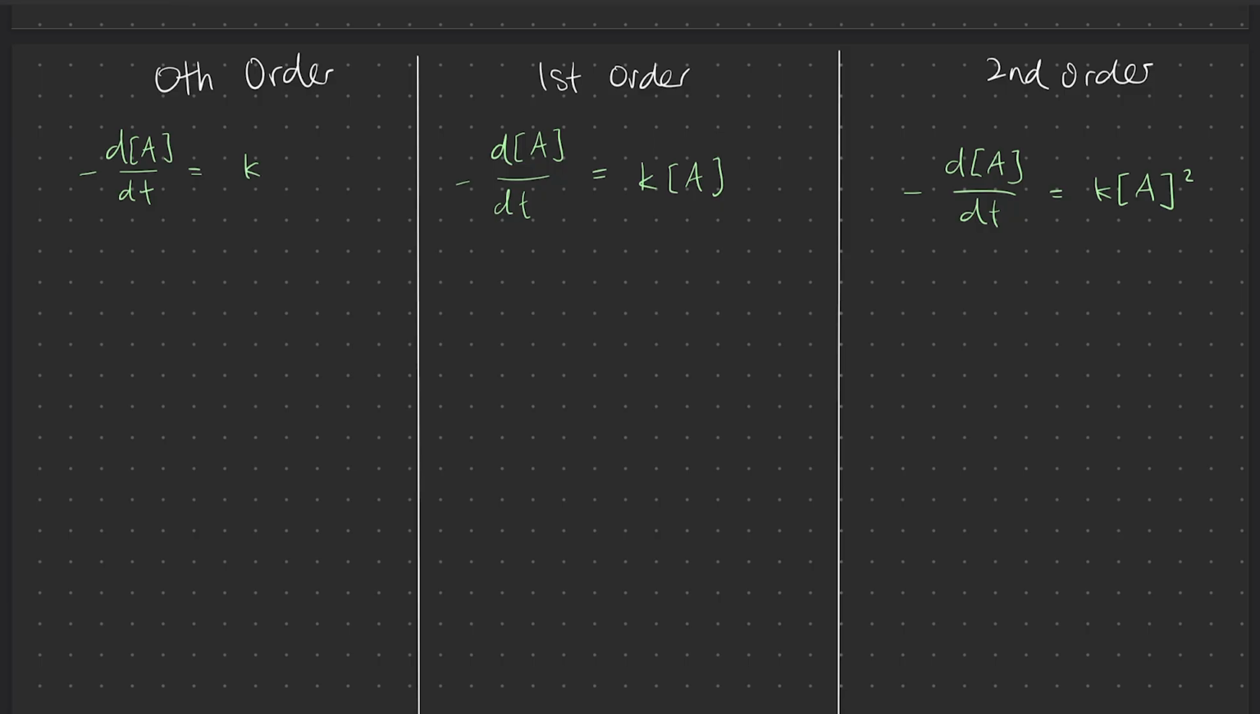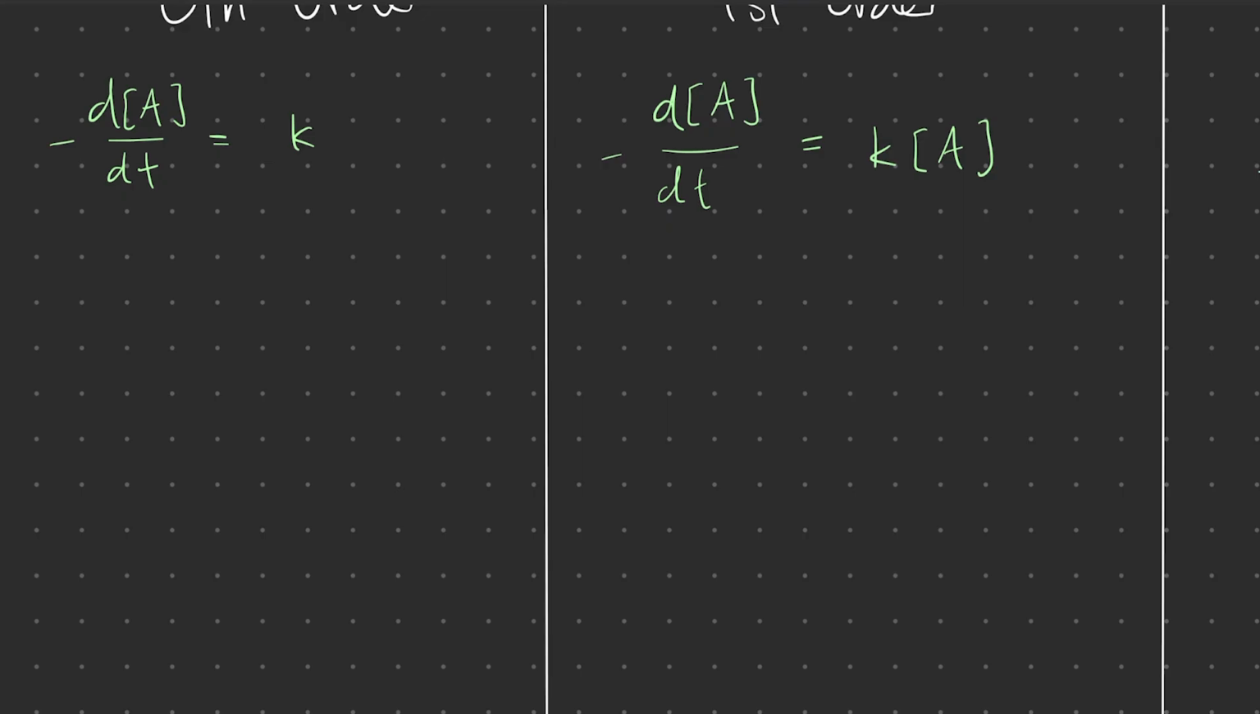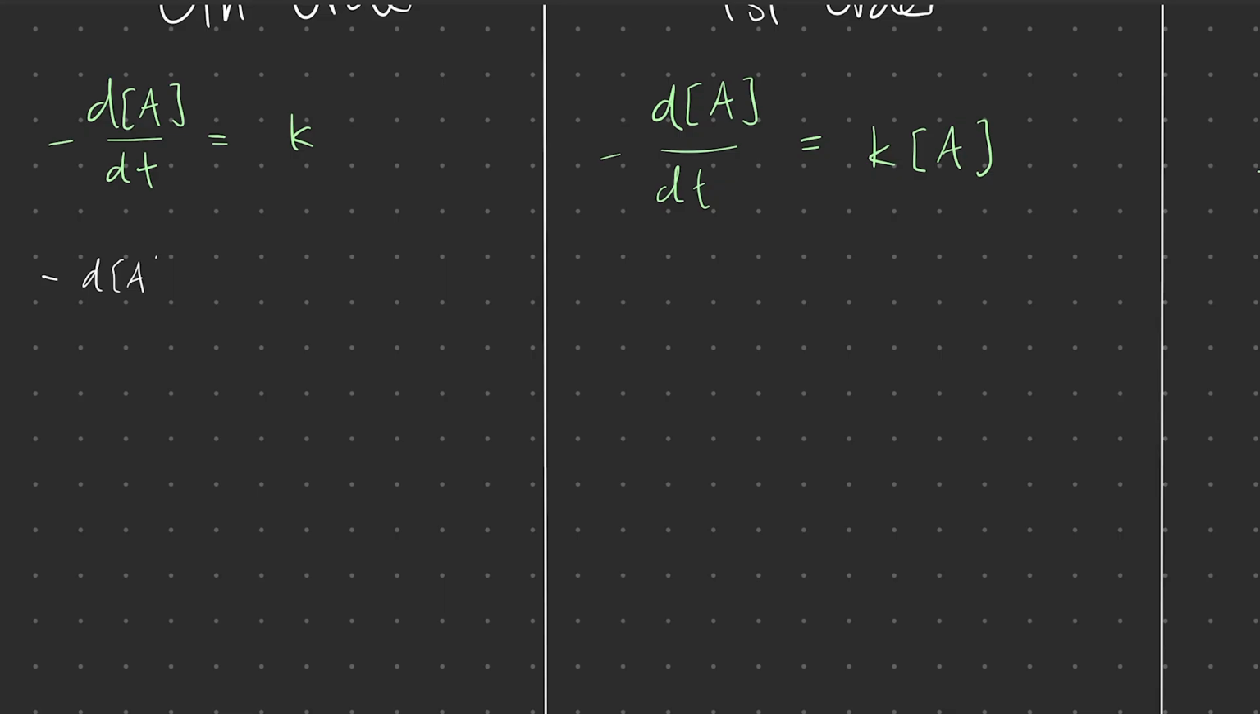All right, now let's get started. So first of all, in our zeroth order, we can just separate our variables. So negative dA is equal to k dt. I just move dt to the other side. And then the integral of dA is equal to negative k times the integral of dt. So now we want to pick our bounds. And what bounds should we use? We can just use from 0 to a certain point in time, which we can just express as t.